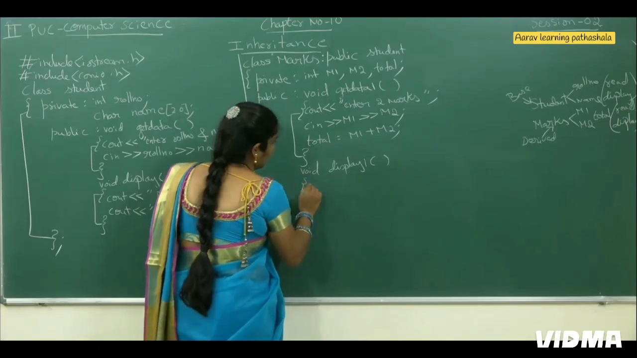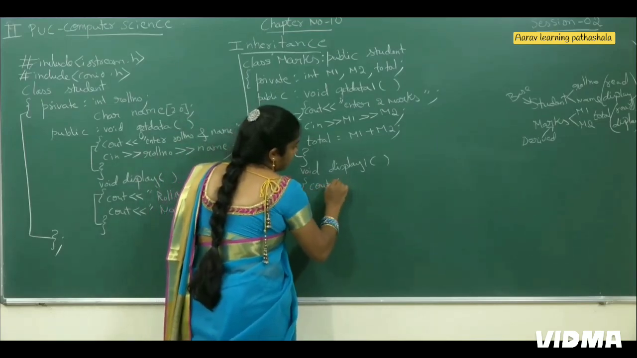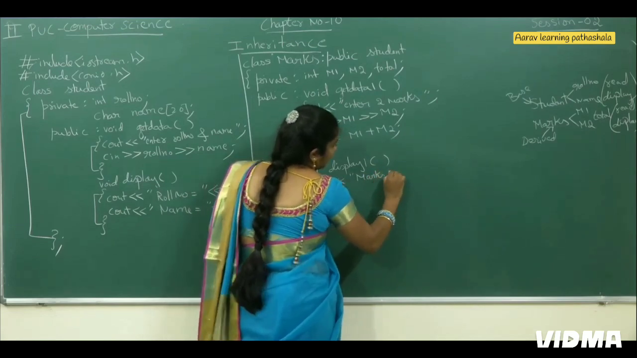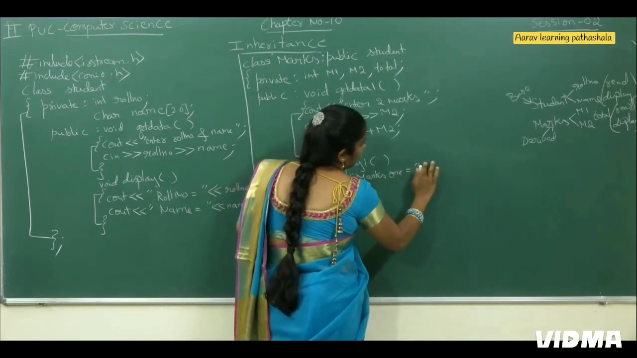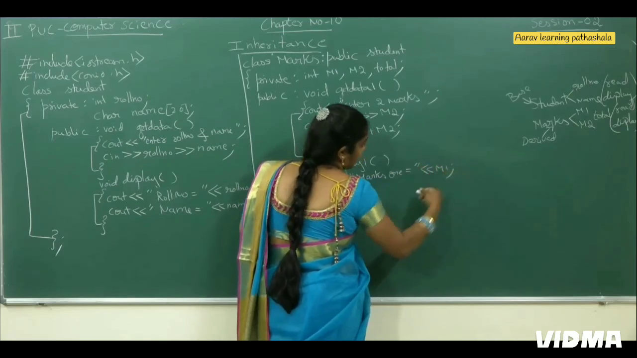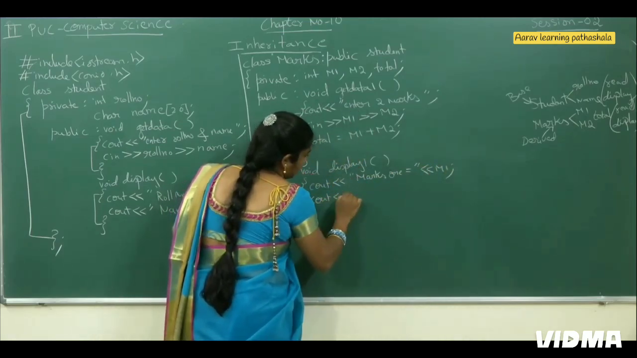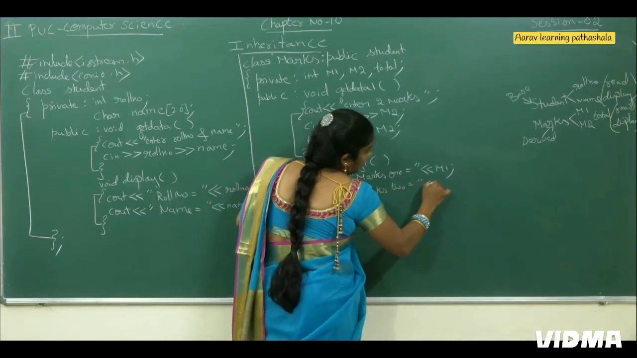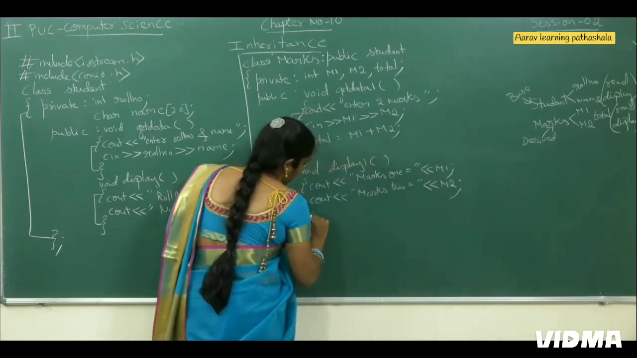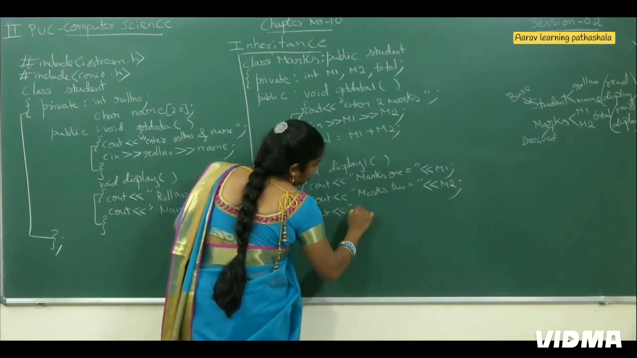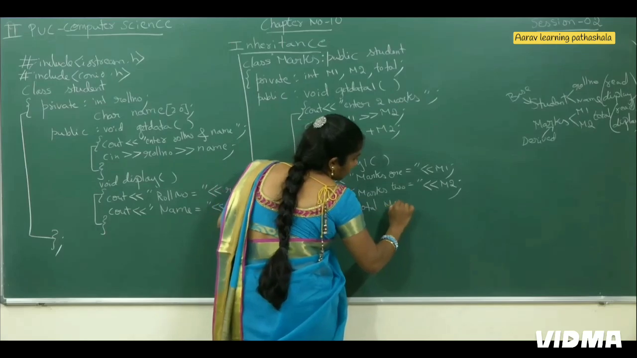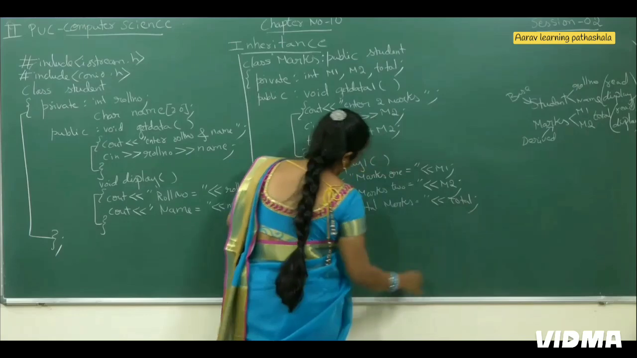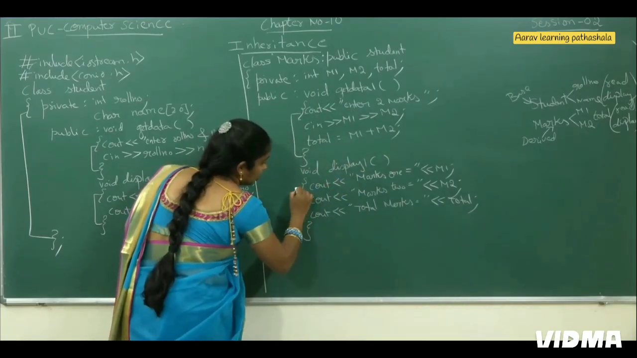Here I am going to display the value. Cout marks 1 equals, display the marks 1 value M1. Then Cout marks 2 equals, display marks 2 value M2. Then display the total also. Cout total marks equals, display the total. Then close this function.